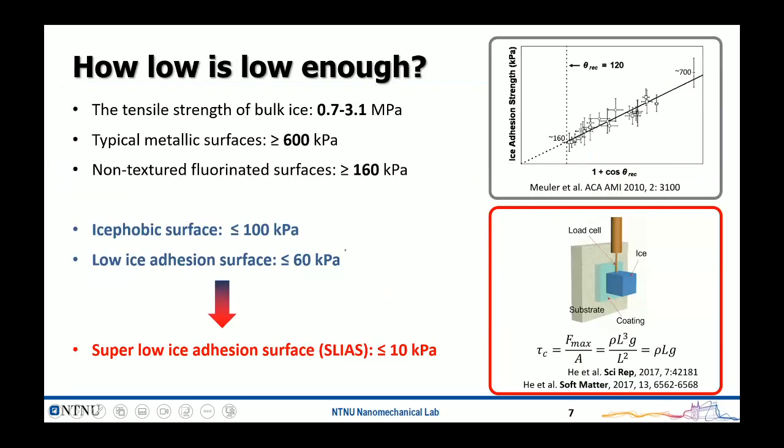So how low is low enough? Some colleagues may work on the ice itself. So the ice itself, bulk ice, has a tensile stress of up to maybe 3 megapascal. And the typical metallic surface will have an ice adhesion larger than 600 kilopascal. While those composite surfaces with only surface modification, not surface structuring, have an ice adhesion down to approximately 160 kilopascal. Here is the research about that.